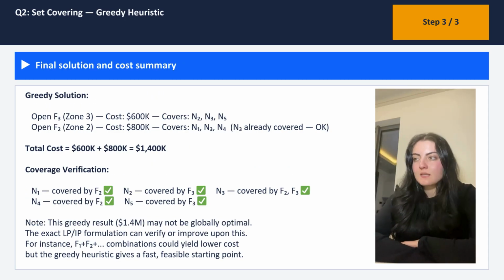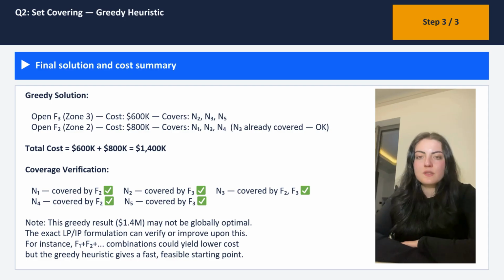The selected sites are F3 and F2. F3 covers neighborhoods N2, N3, and N5, while F2 covers N1, N3, and N4. Together, these two sites cover all 5 neighborhoods. The total cost is $1,400,000 or $1.4 million. The slide also points out something very important.